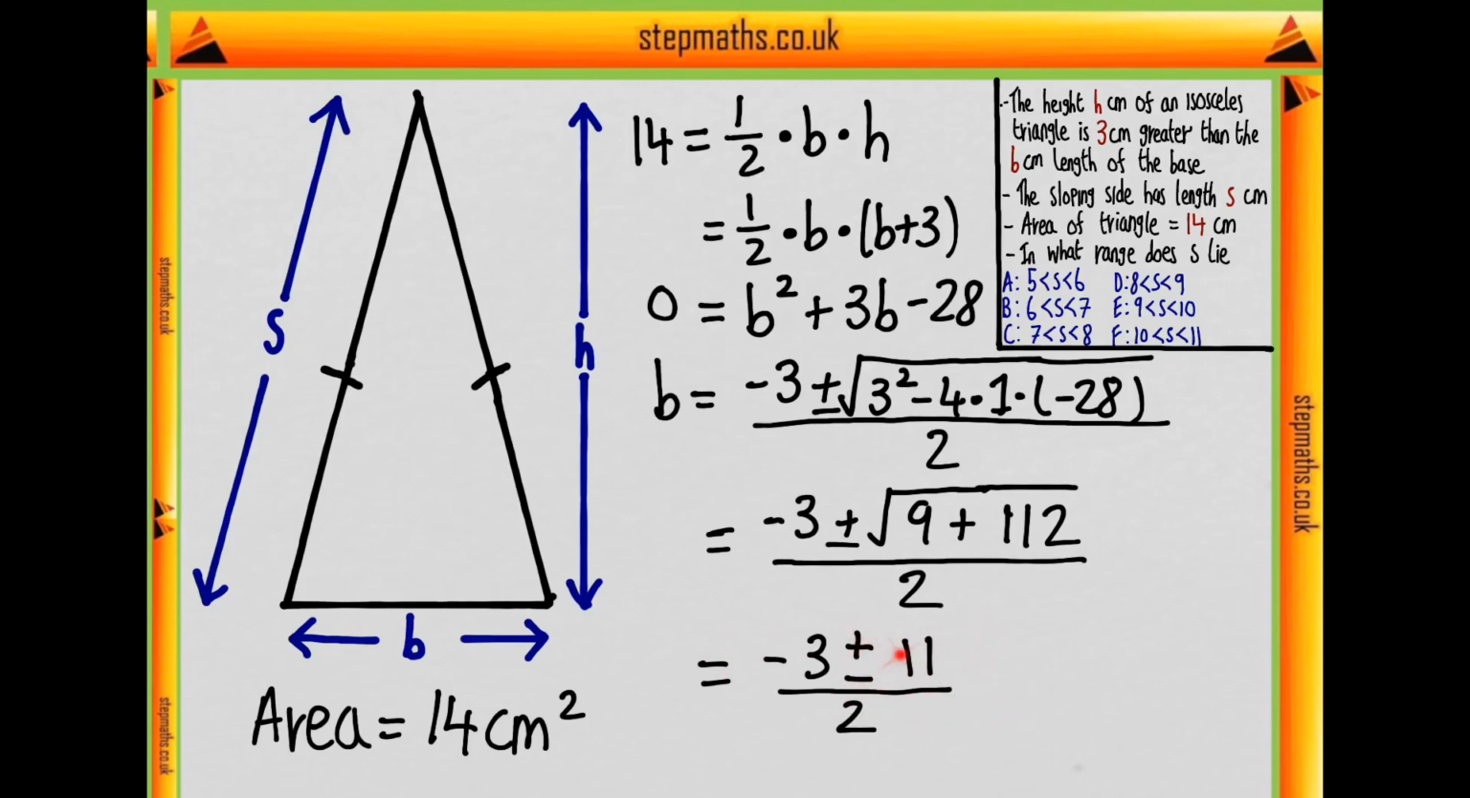Now, we've still got this plus or minus here, but does that minus make sense? Minus 3 minus 11 over 2, that's minus 7. Does a length of minus 7 make sense? Not really. So we don't have to deal with a minus, we can ignore that now. We've got the plus. And if we have plus, this comes out as 4. So we have b equals 4. And so now let's try and find s.